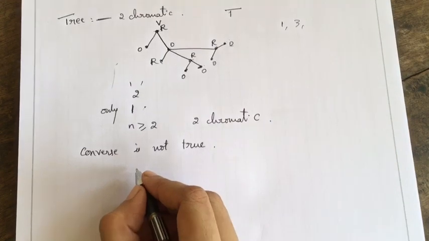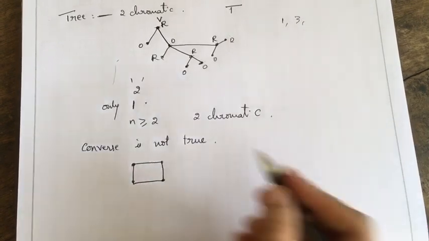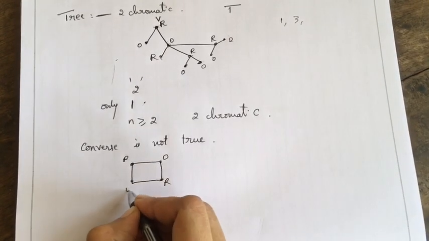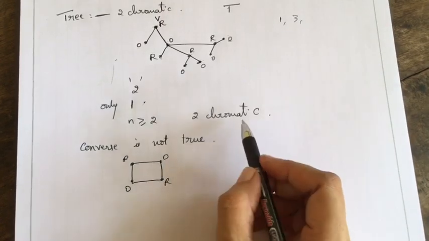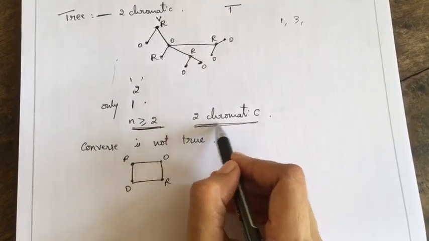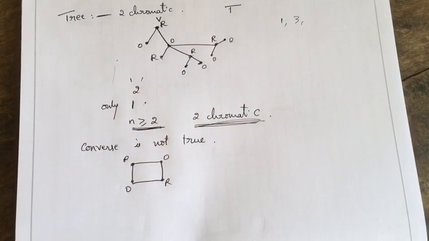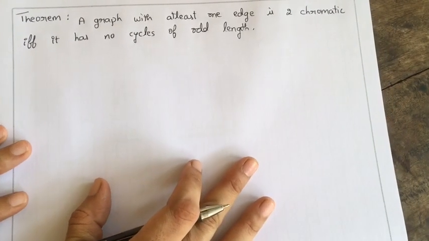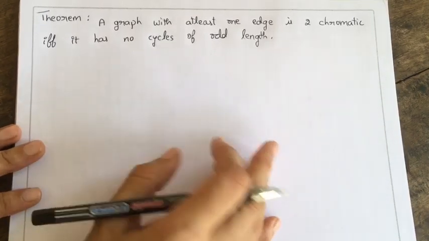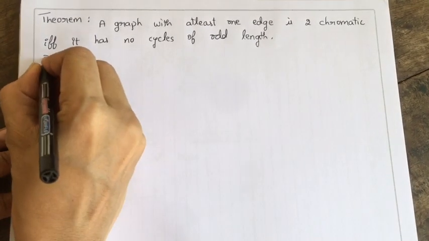Because see, if I take any graph which is two chromatic, this graph is two chromatic, but it is not a tree. This is not a tree, right? So every tree with n greater than or equal to 2 is two chromatic, but every two chromatic graph need not be a tree. Now let us look at one theorem. A graph with at least one edge is two chromatic if and only if it has no cycles of odd length. Let us prove this.